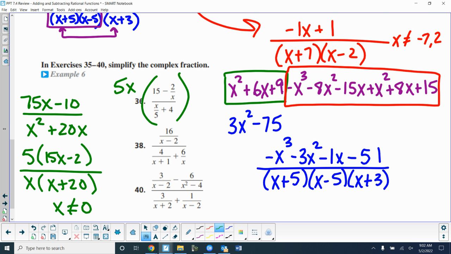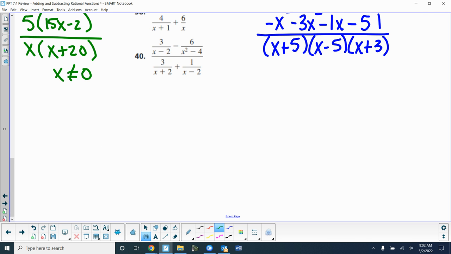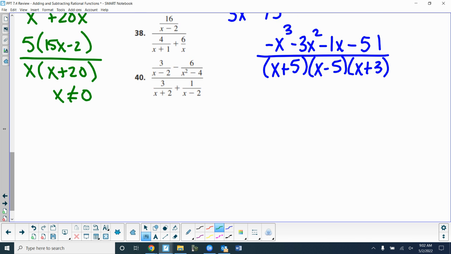All right, looking at all of those denominators: an x minus 2, an x plus 1, and an x. Can I factor any of those? No. So I gotta write them all down as the common factor, right? So I have to multiply everything by the x minus 2, the x plus 1, and the x, right?